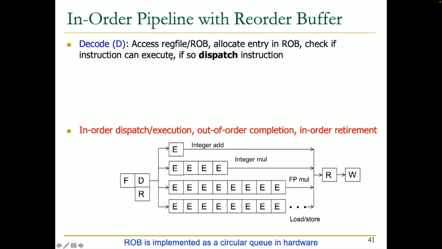So what happens in decode? You access the register file and the reorder buffer, and allocate the entry in the reorder buffer for the instruction that you're decoding. You check if the instruction can execute. If the instruction can execute, meaning that it doesn't have any dependencies, it has the values that it needs, you dispatch the instruction. Dispatch is basically taking the instruction and putting it into a functional unit so that it can execute.